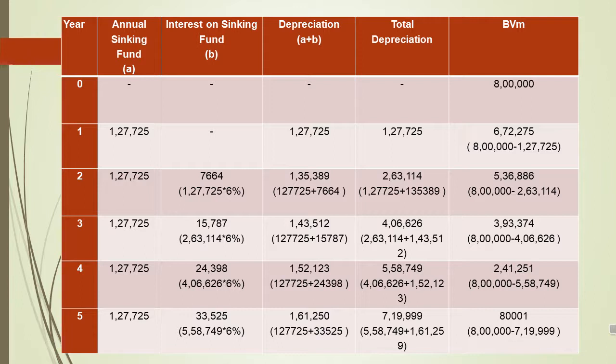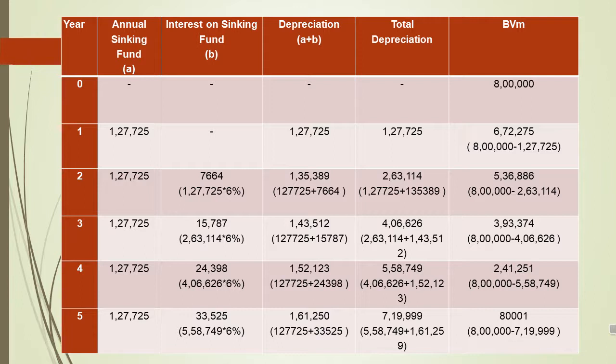So A plus B. For the depreciation column, you are adding A plus B, that is 1,27,725 plus 0, that will be 1,27,725. Next you will be calculating total depreciation. Total depreciation also will be the same initially, and then let's go order-wise. Now I'll start calculating interest on sinking fund.